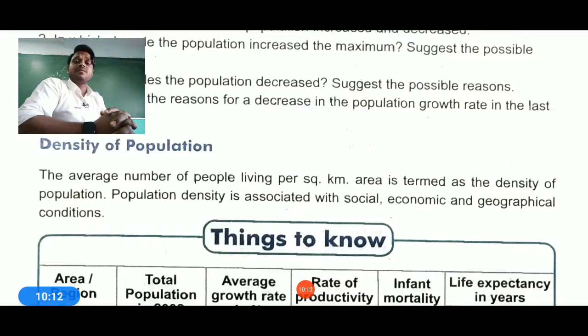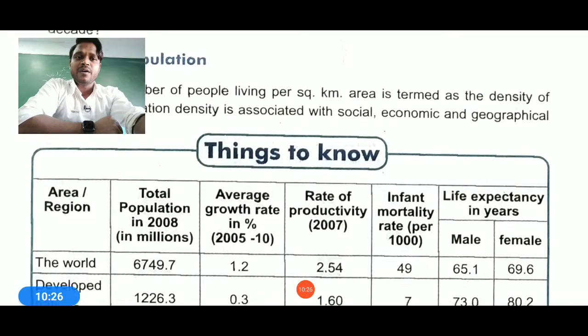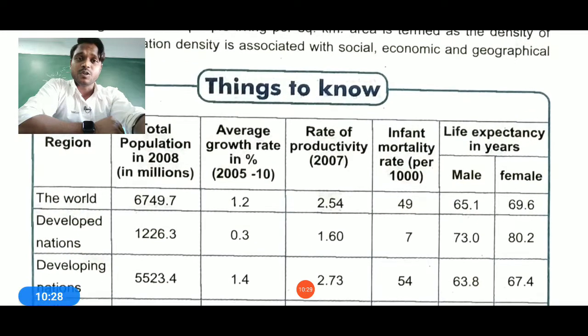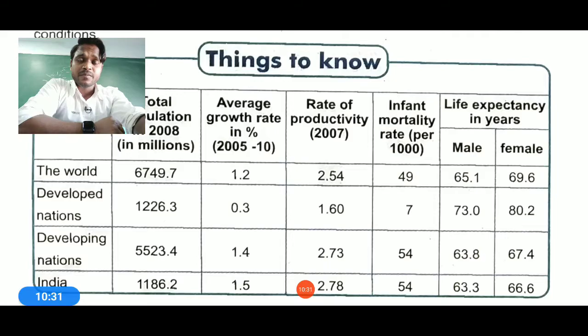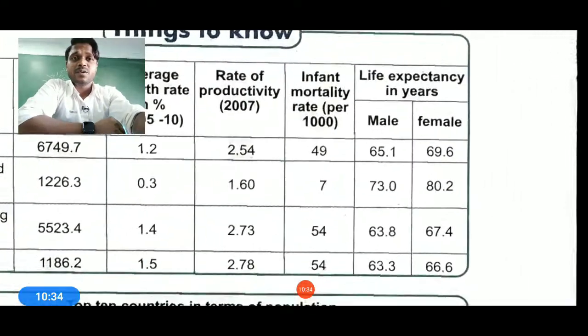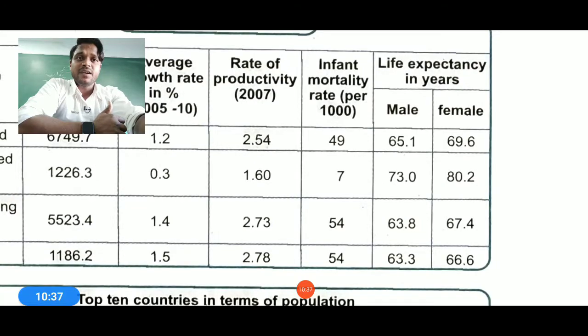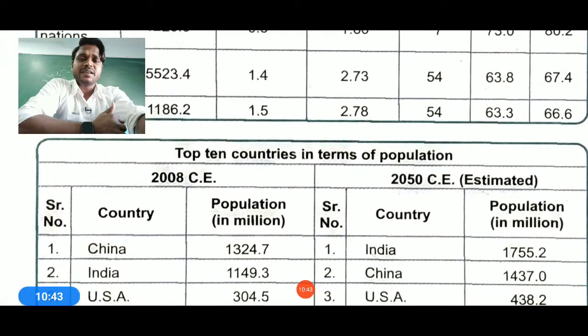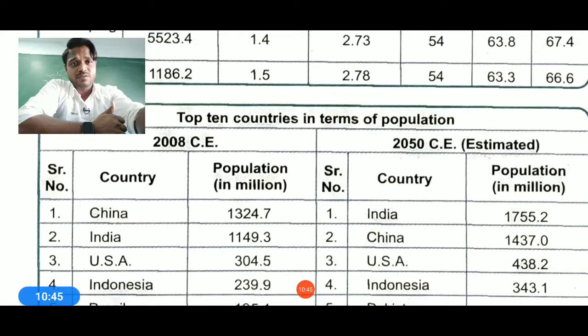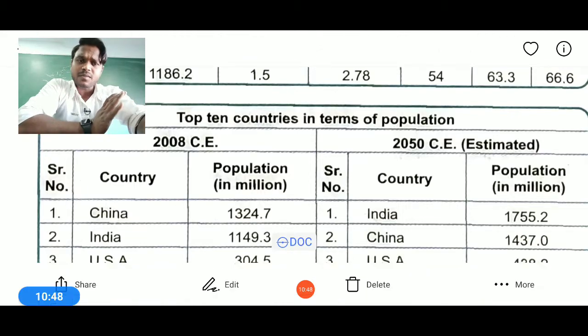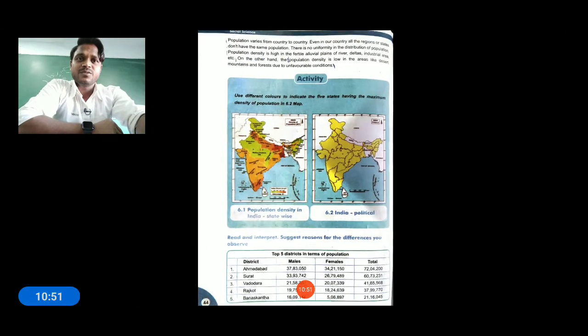Dekho, the average number of people living per square kilometer area is termed as the density of the population. Population density is associated with the social, economic and geographical condition. So that is how we can say population can be graded, and you can calculate here area region, total population 2008, average rate of growth 2005 to 10, the birth ratio, then infant mortality ratio, and apart from that life expectancy of male and female. Same as that, the top 10 countries in terms of population have also been given in the chart. So you can also go with this by yourself, okay, and we'll be moving further to the next topic.